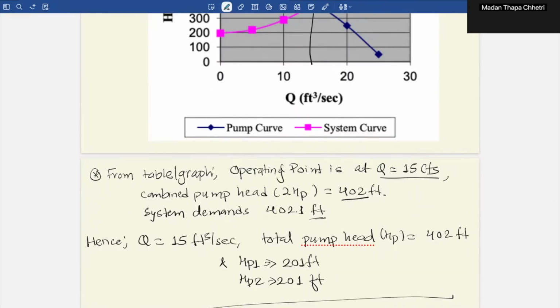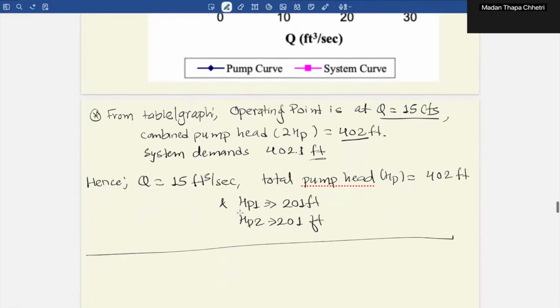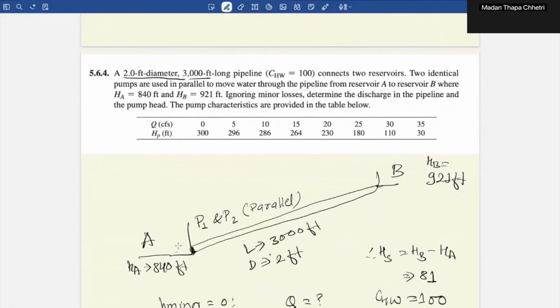5.6.2 as well. Now let us move to another interesting question that has two identical pumps in parallel. Here the question flips the concept: instead of pumps in series where heads add, we now have pumps in parallel where flows add. Same head but more water.